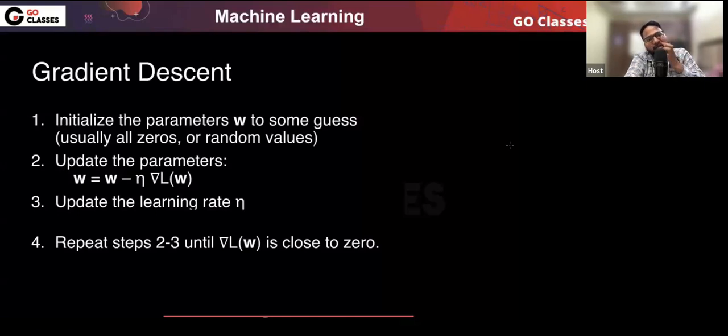So in general, the gradient descent rule is this: if you want to update your weight parameters, you will be updating like this. There will be a minus sign because I've taken minus here. So W minus eta grad L(W).